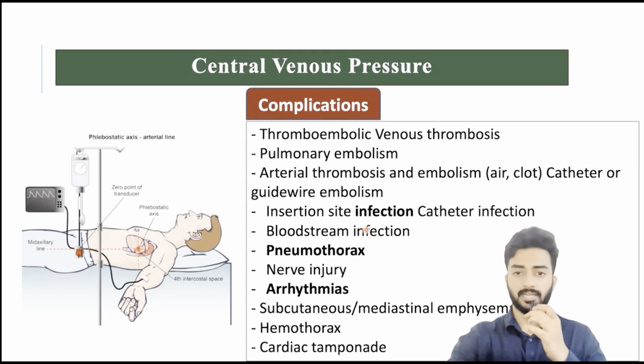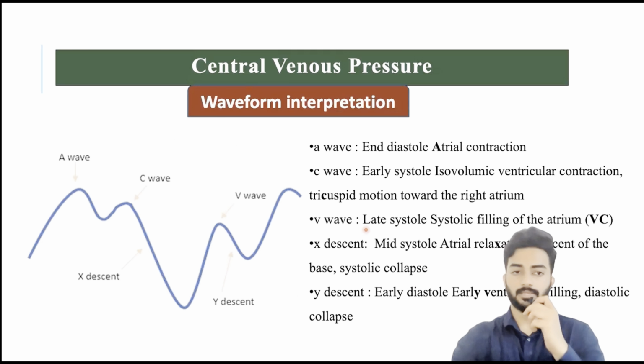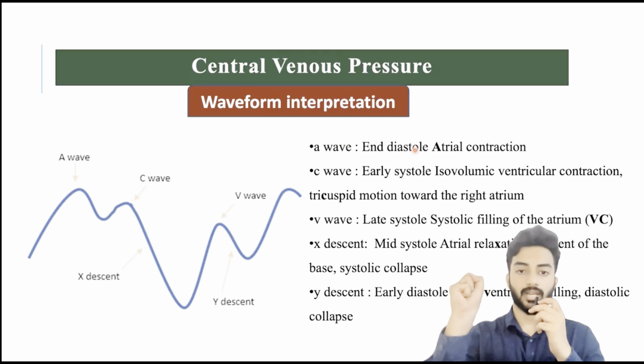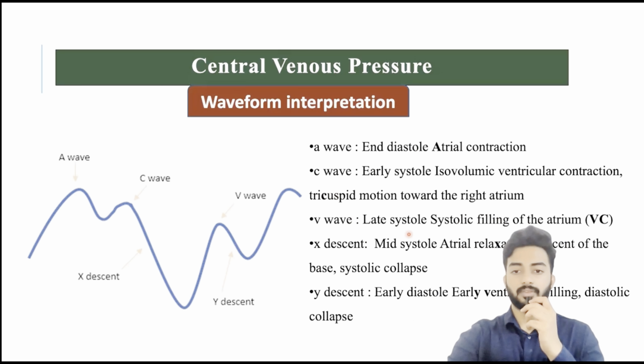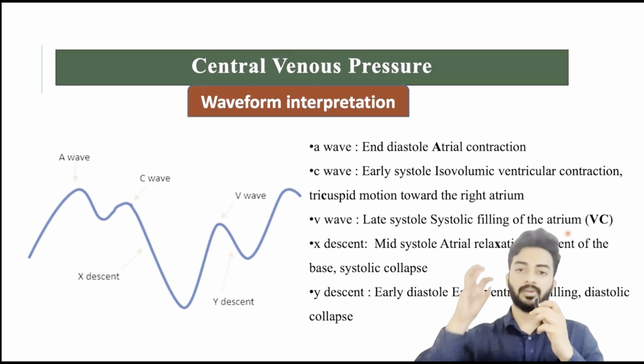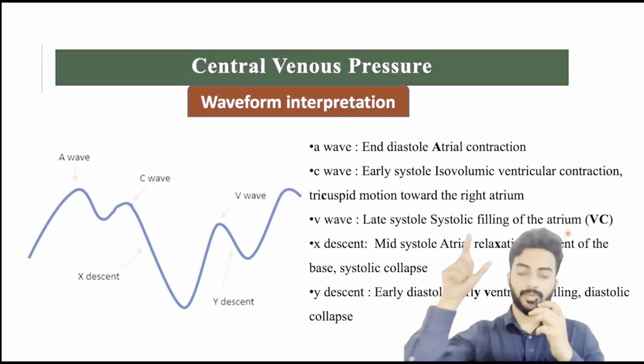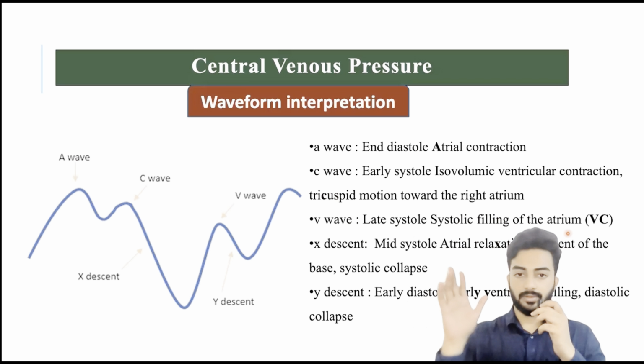So what does the waveform interpretation of CVP mean? It has three positive deflections, that is A wave, C wave and V wave. And we have two negative deflections, that is X descent and Y descent. A wave denotes the atrial contraction. C wave denotes the isovolumetric contraction. That is because of the tricuspid motion towards the right atrium. Next, we have V wave, a positive deflection. That is because of the vena cava filling into the atrium. So I remember it like this: atrial contraction, tricuspid C wave, and vena cava V wave.